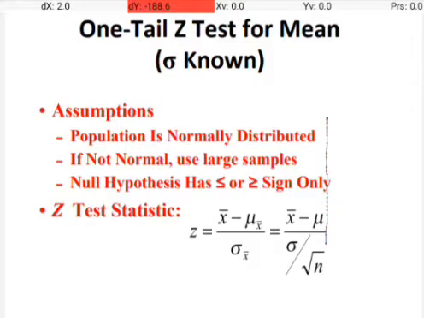Another important fact I want you to note at this point is that this formula is used for finding Z calculated. Now, when your Z calculated is greater than your Z tabulated, that means you have to reject the null hypothesis. But when your Z calculated is less than your Z tabulated, that means you have to accept the null hypothesis. So we move forward.